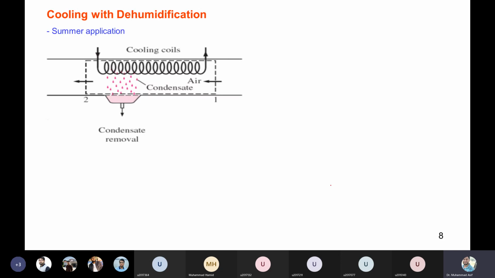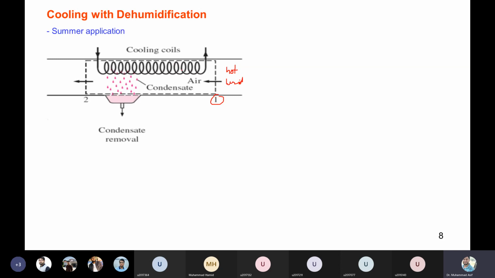As you can see in this figure, the outside air at point 1 is hot and humid, right? So when the outside air, which during the summer is hot and humid, comes in contact with the cooling coil, also called the evaporator coil, in which the refrigerant is moving inside the coil, then what happens?